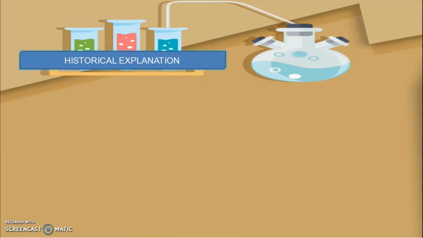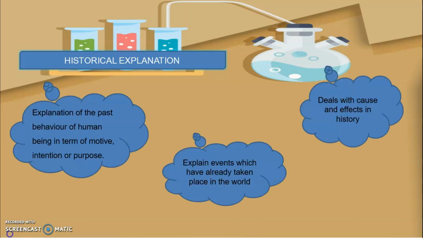The third type of explanation is historical explanation. This type of explanation explains the past behavior of human beings in terms of motive, intention, or purpose. Historical explanation also explains events which have already taken place in the world. In more specific terms, they explain a certain occurrence in the context of history. This kind of explanation also deals with cause and effect in history.